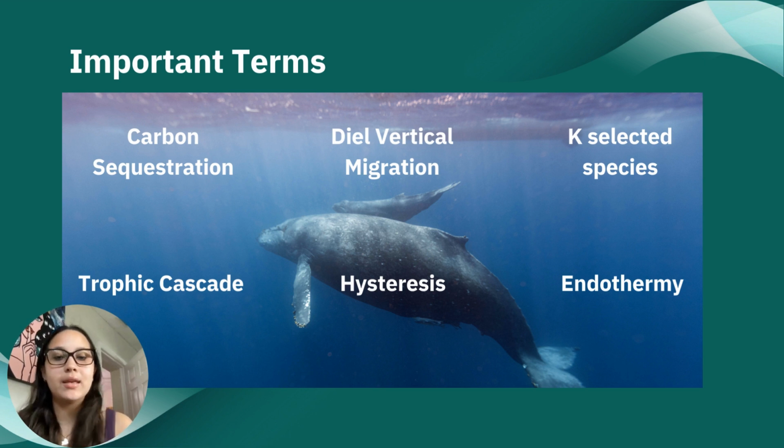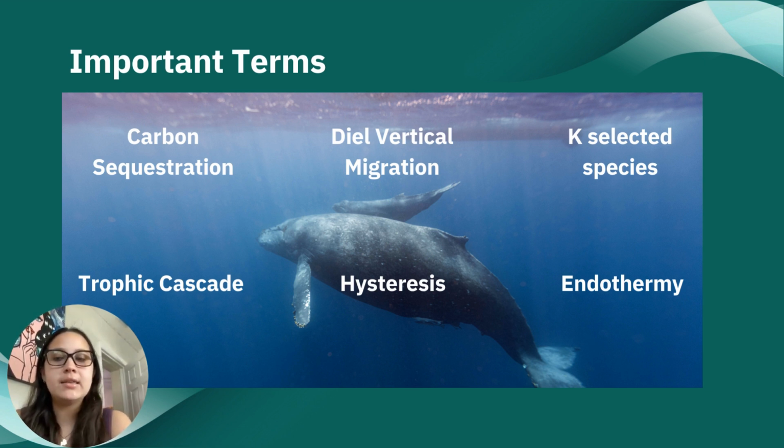I will be talking about the important terms that you will be seeing throughout this entire presentation. The first term is carbon sequestration, which is the process of capturing and storing atmospheric carbon dioxide. The second term is diel vertical migration, which represents the trade-off between the functions of food gathering and avoiding predators. The third term is K-selected species, which means the ability of a population to possess relatively stable fluctuation near the carrying capacity of an environment.